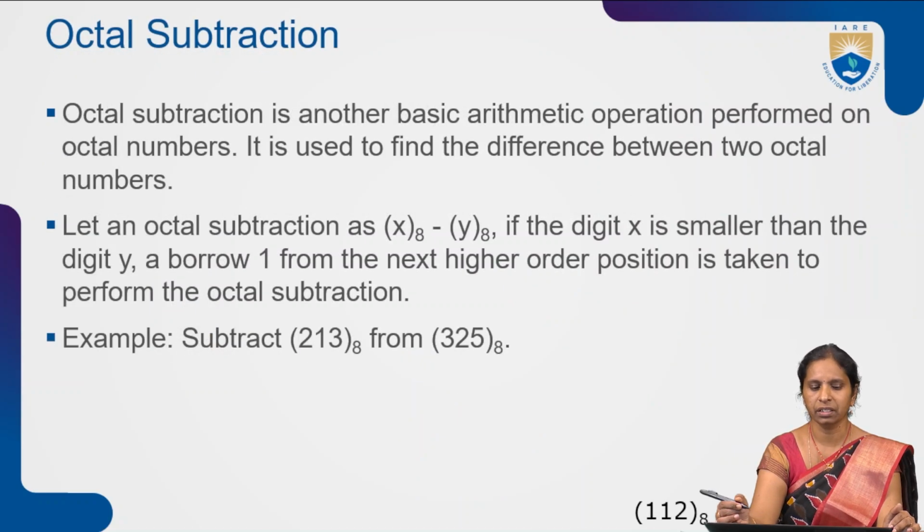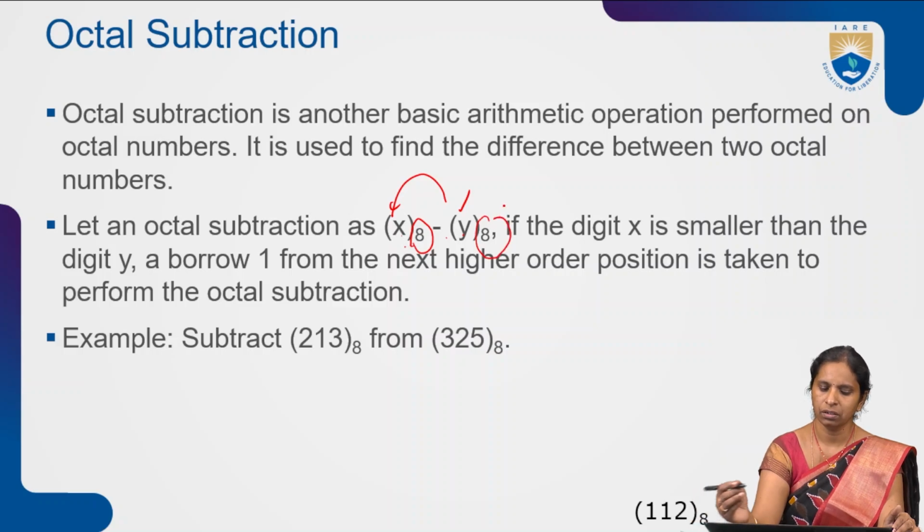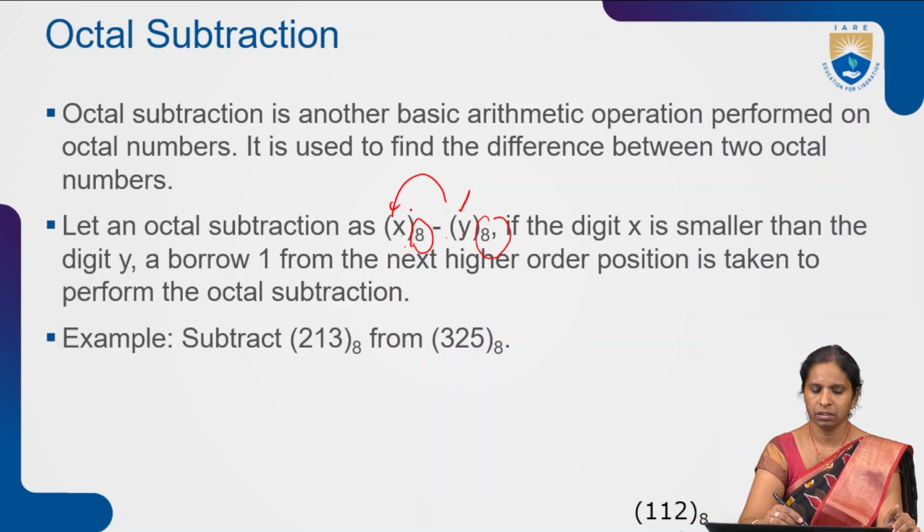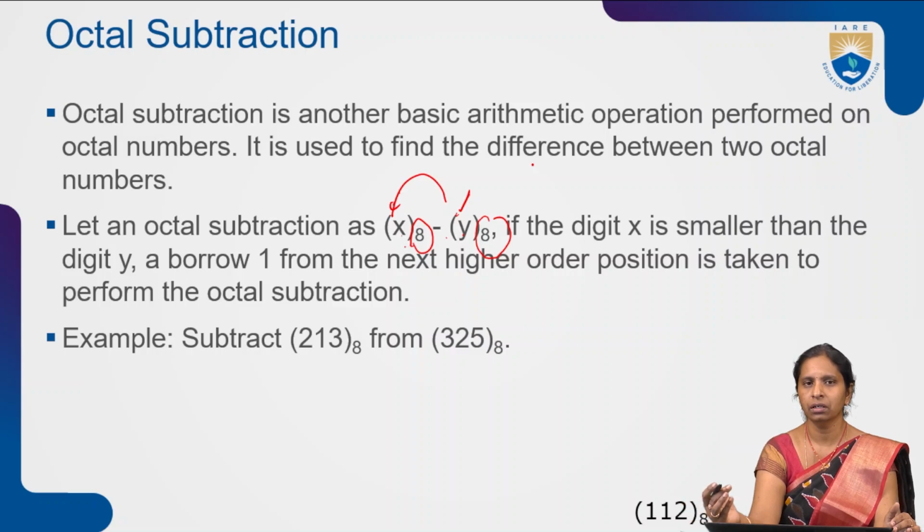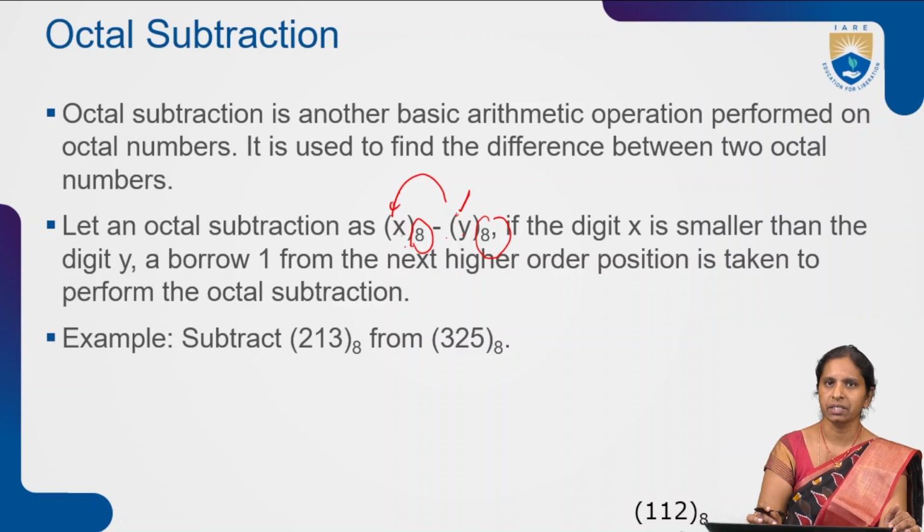And the next operation is octal subtraction. So what is subtraction? How do you subtract? If you want to subtract the number y from the number x, then x minus y, and here the numbers x and y are both represented in the octal number system. Now, for example, if the digit x is smaller than y, then what you have to do? You have to get a borrow from the next digit, as in the subtraction operation in the decimal number system.